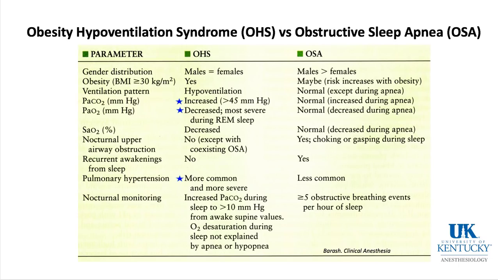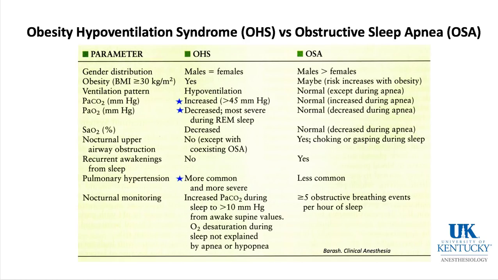While obesity hypoventilation syndrome, male-female distribution is about equal. Obesity is associated with it. At nighttime, their CO2 goes up and their PaO2 goes down, and it is very severe during periods of rapid eye movement sleep. Their saturation drops, and at night they're not waking up when this occurs. In fact, they're having these periods of hypoxemia and hypercarbia at night. They're not waking up, and your pulmonary artery response to hypoxemia and hypercarbia is constriction.